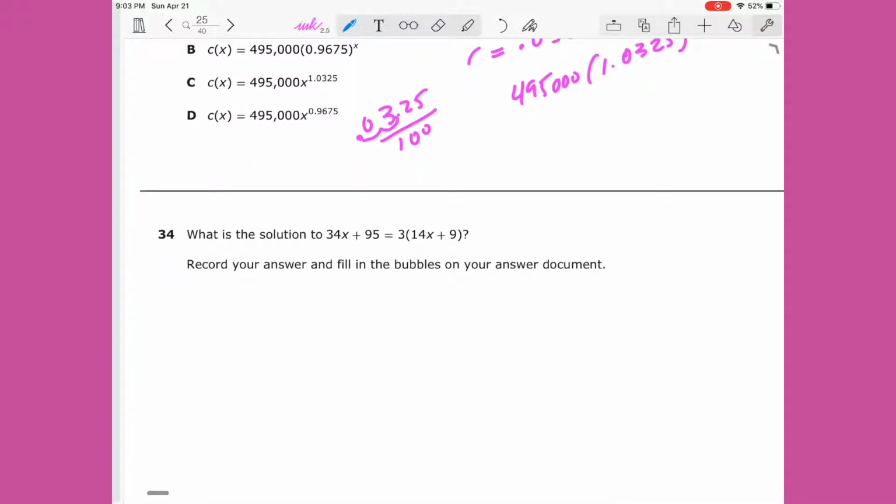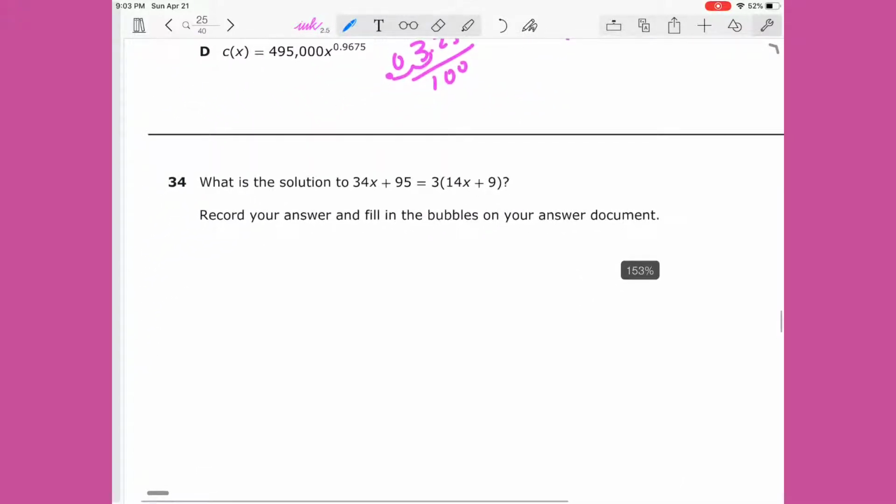That's really that simple. All right, number 34, what is the solution to the equation given? So we're looking for the value of x. So we are just going to solve for x. I need to distribute. So this is going to be written as 34x plus 95 is equal to 3 times 14, need my handy dandy calculator. 3 times 14 will give me 42x plus 3 times 9 will give me 27.